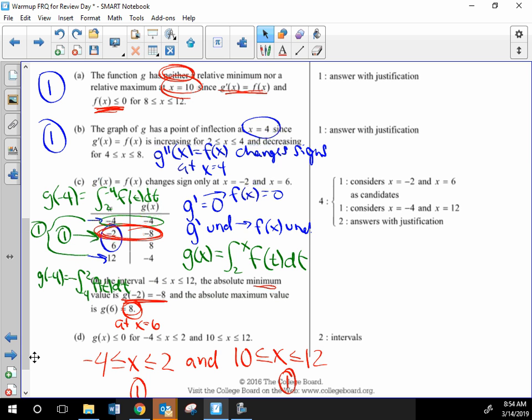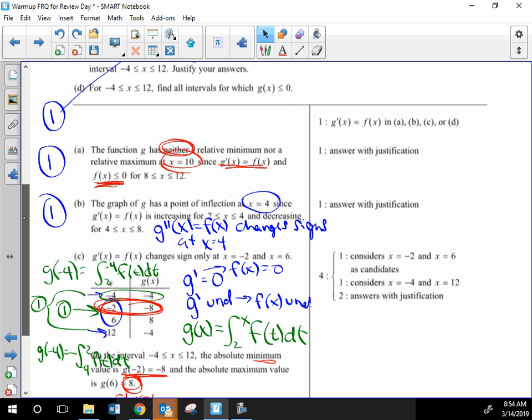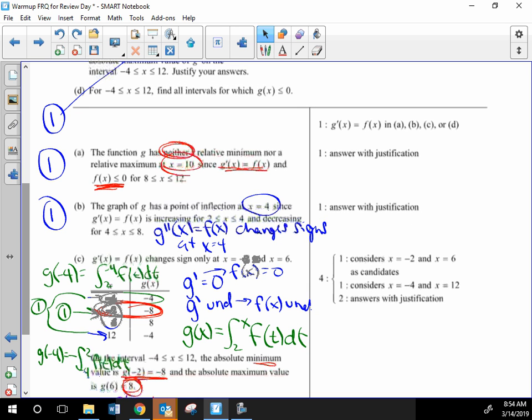So usually with these problems, A and B are typically relatively easy points. A lot of times A and B are more than just 1 point apiece. They assigned a lot to part C.